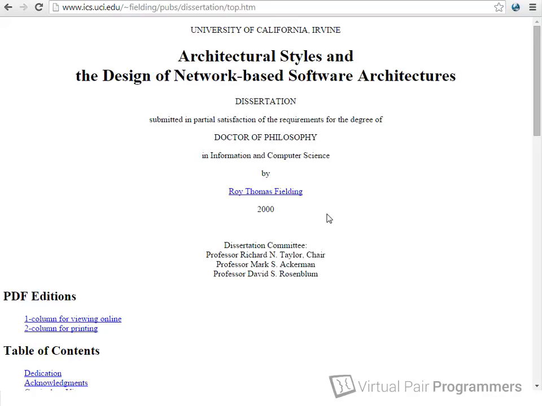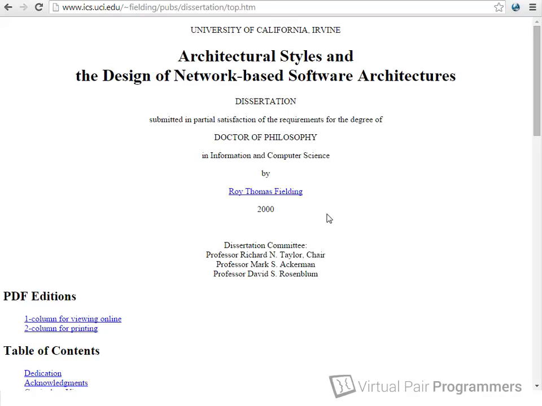Now, in the year 2000, in other words, well after the web had become very successful, Roy was aiming to get a doctorate. So he had to write a dissertation. And the website you can see here is that exact dissertation. And what he decided to do, very roughly, was to base his thesis around the decisions that he and his colleagues had made when deciding what the high-level architecture of the World Wide Web should be.